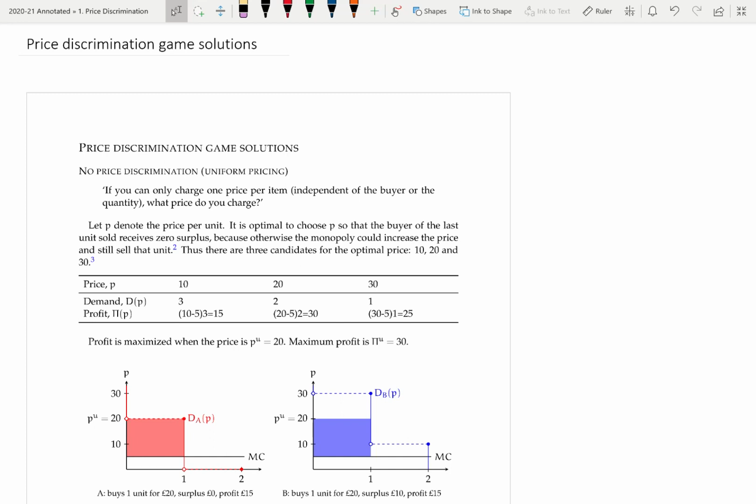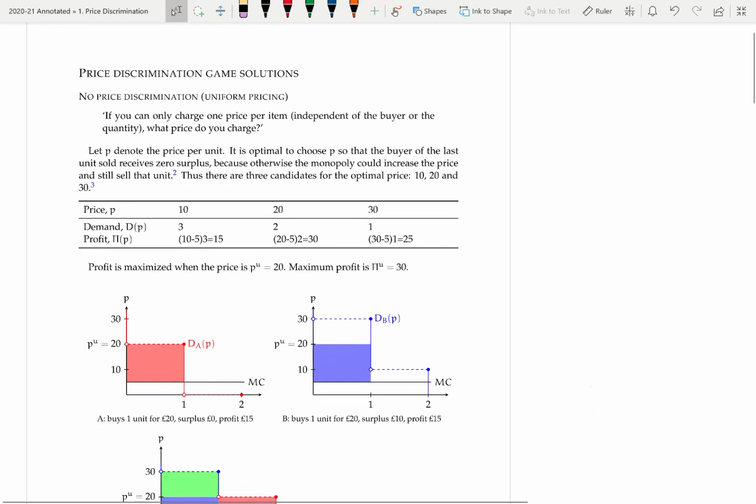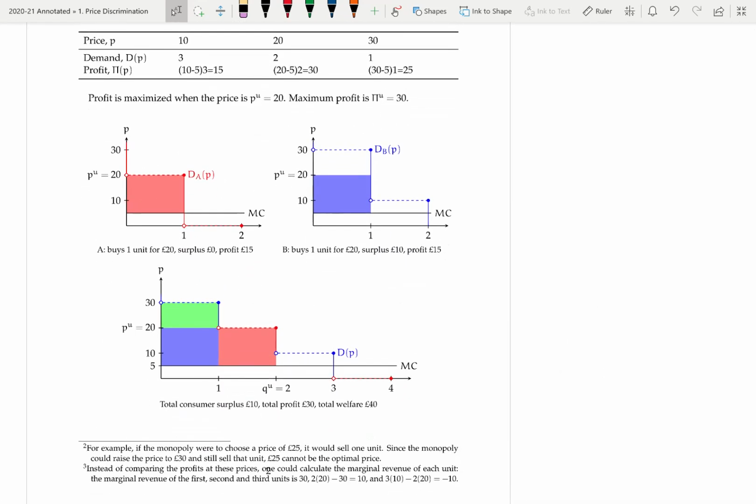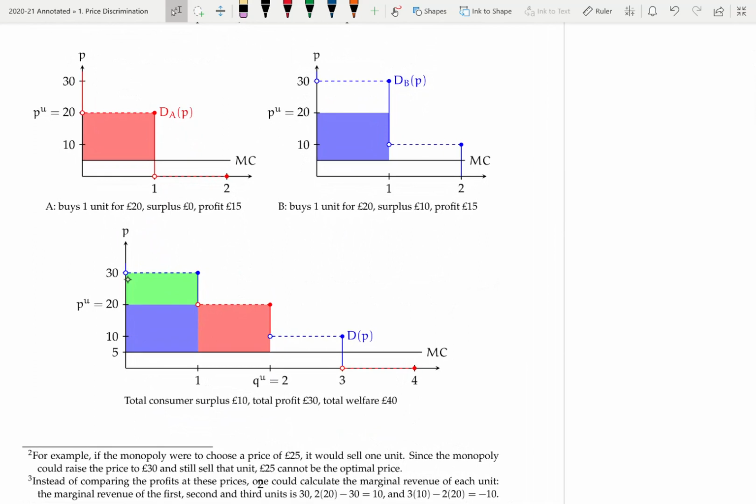So to answer this question, let P denote the price per unit. Now let's think about what prices could be optimal. So to think about this, let's scroll down to the demand curve here and take a look at it. So here we have the market demand curve, which we derived earlier. Now let's think about a price, say between 20 and 30, say 25. Could a price of 25 be optimal?